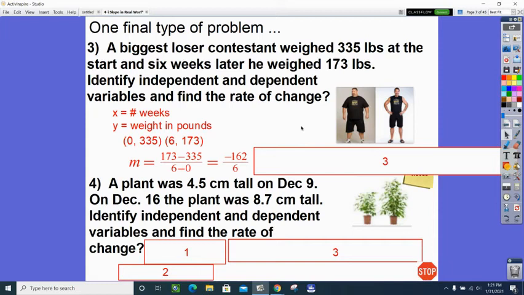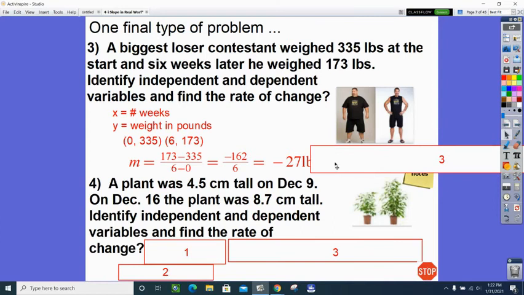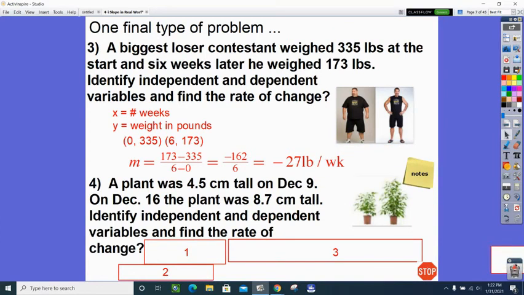Now, before we go anywhere, this guy lost 162 pounds in 6 weeks. A rate of change needs those units, but it also needs to be a unit rate. So take the top divided by the bottom. We do that when it is a real world problem. If it was just slope, we would just simplify it and leave it. Divide negative 162 by 6, and you're getting negative 27 pounds per week. He is losing 27 pounds per week so far.